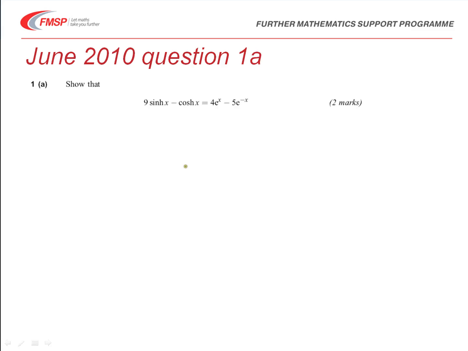So, on to the first part of this question. So, do we know the definitions of sinh and cosh? Well, hopefully we do. So we start off then with the left hand side, which is 9 sinh x minus cosh x.